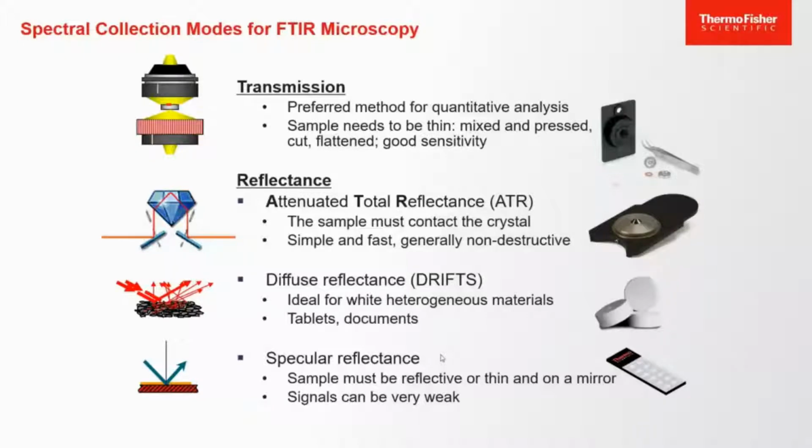And then the last one is specular reflectance. This is where the sample must be highly reflective or thin and on a mirror, and I will show a laminate where that's the case. It could also be a thin film of a lubricant on something like an automobile cylinder, and you're just looking at the oil, that thin film, but the cylinder is highly reflective. The advantage of this is, again, it generally doesn't require a lot of sample prep, and it's very fast to do, but the signals can be very, very weak.